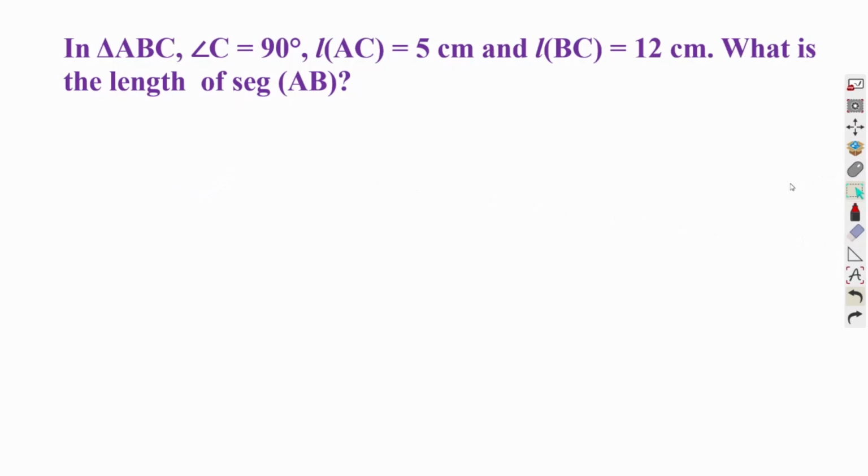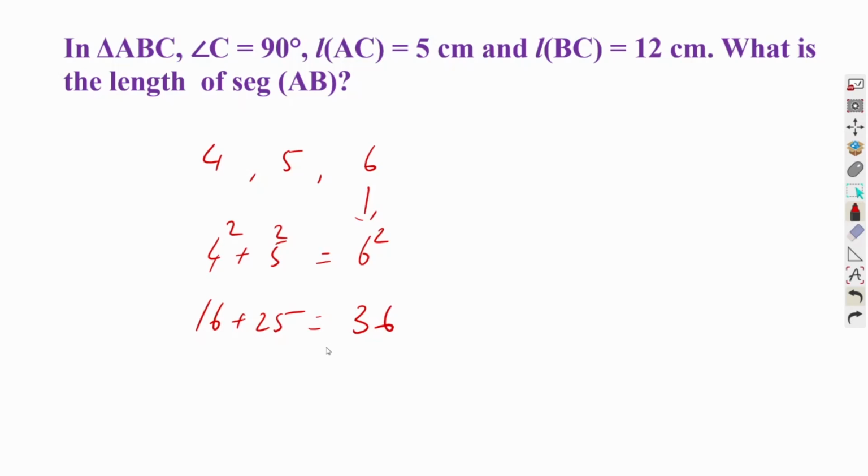If it is given whether 4, 5 and 6 are Pythagorean triplet or not, whether this follows the Pythagorean principle, the longest will be hypotenuse, which is, we will write 6 square is equal to 5 square plus 4 square. Is it right? 16 plus 25 is equal to 36. No. So this is not a Pythagorean triplet. Not a Pythagorean triplet. Understood?